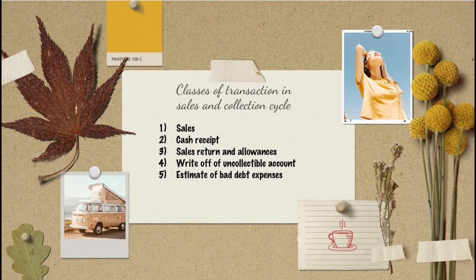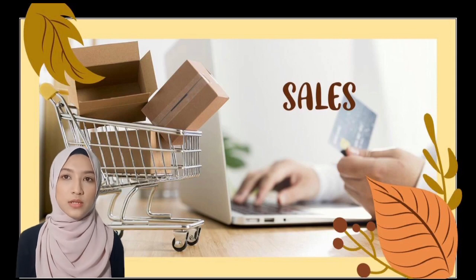In this video, we are just going to explain about cash and also cash receipt transaction in sales and collection cycle. For your information, there are 5 classes of transactions in sales and collection cycle. The first one is sales, the second one is cash receipt, next one is sales returns and allowance, the fourth one is write-off of uncollectible accounts, and the last one is estimate of bad debt expense. We are going to explain the sales transaction first in sales and collection cycle.